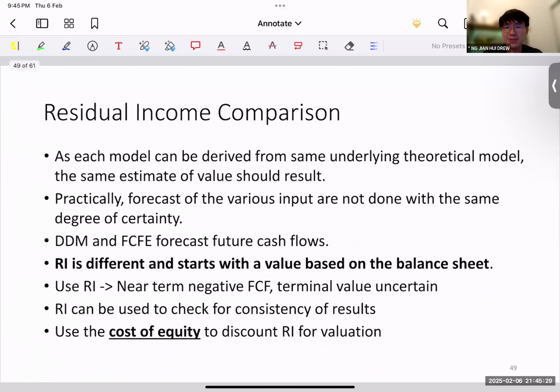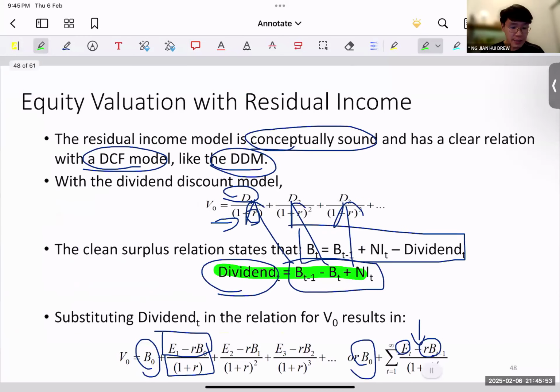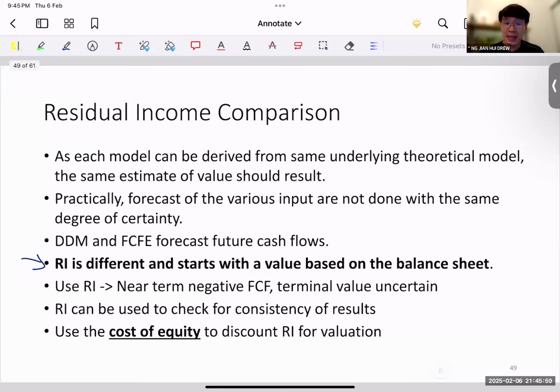Okay, so there are just some pointers to let us elaborate a little more. So for each model, we can derive the underlying theoretical model. Okay, this is an important part. The residual income model starts with a different base, because the residual income model starts with B naught, right? So B naught given here, whereas B naught here, right? So it starts with the B naught, which is based on the balance sheet number, and you add in the various residual income to determine your final value of your company.